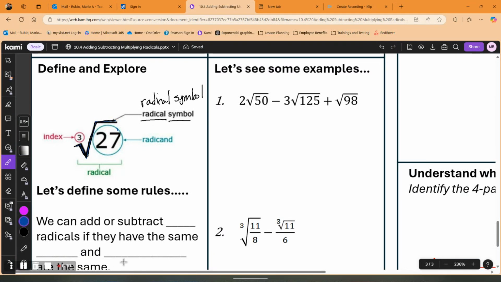The number under the radical symbol, well, that's called the radicand. Okay, so you should write that, radicand, in your notebook. The number underneath the radical symbol is the radicand.